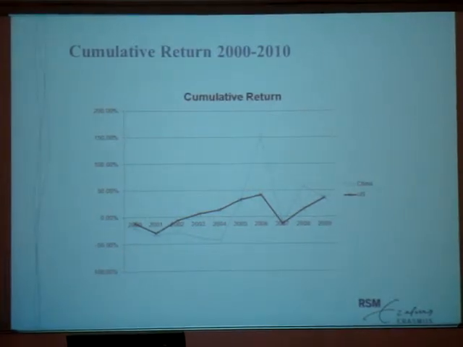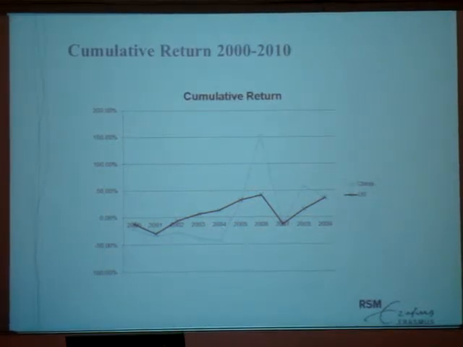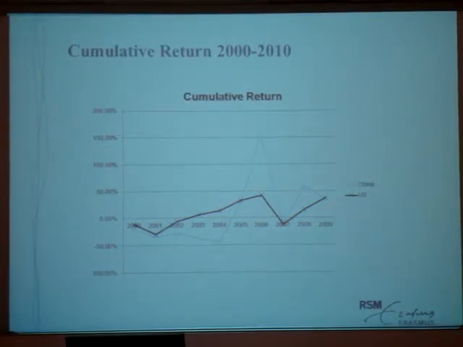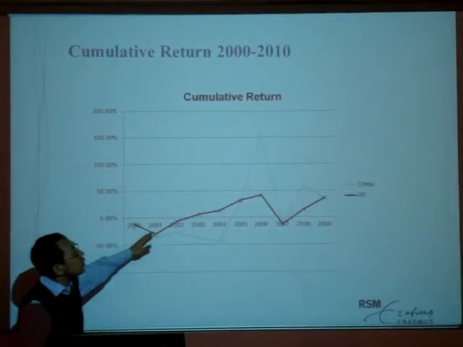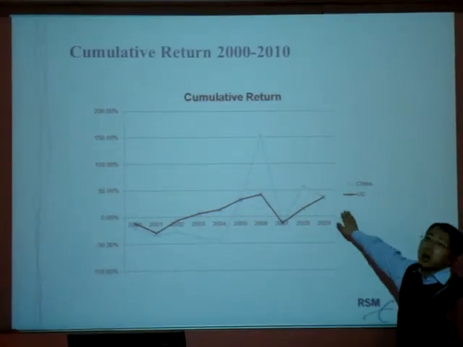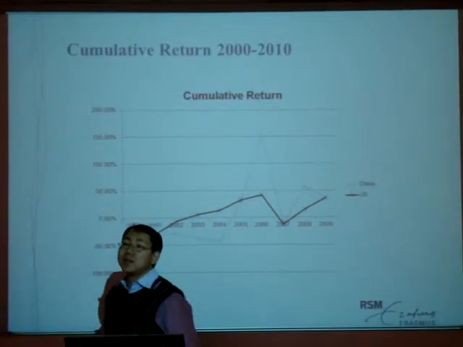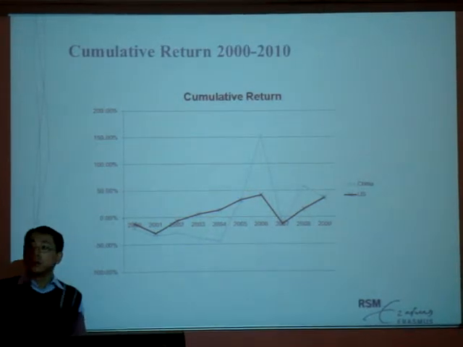But if you take a shorter period, the past 10 years, from 2000 to 2010, we know that was not a very good period for the US, because we had the internet bubble crash, and in recent years we have had the financial crisis. But still, we have almost identical cumulative return for the two markets. So in recent 10 years, the China market did not outperform the US market.